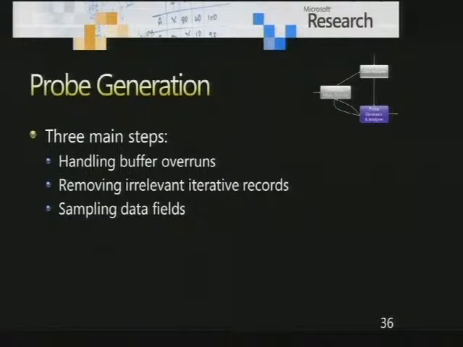First, we handle buffer overruns because it's a common attack. Second, we remove irrelevant iterative records. And third, we do sampling on the data fields.